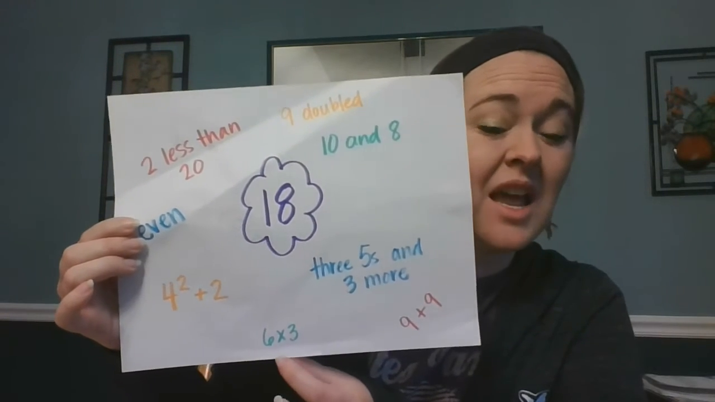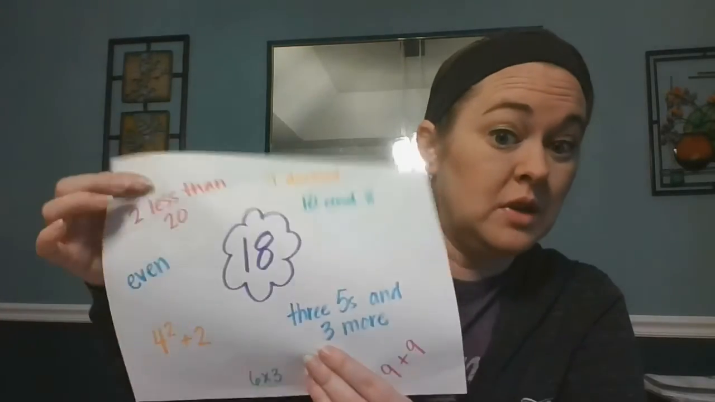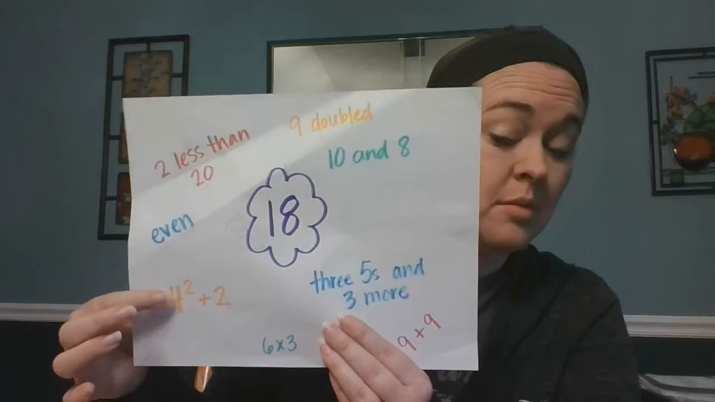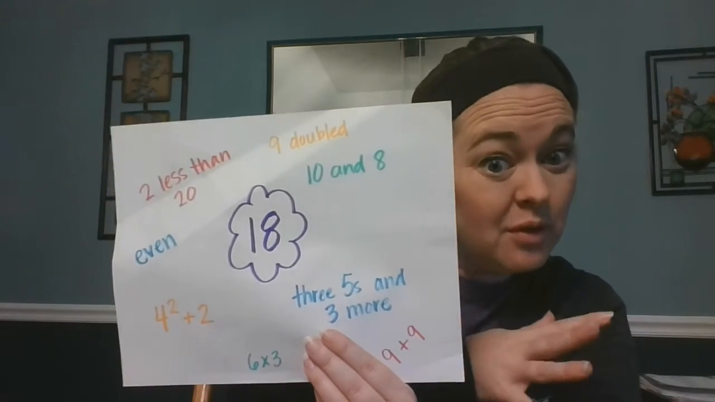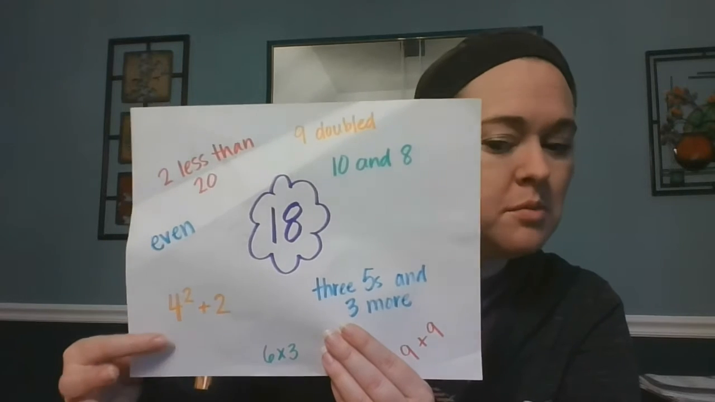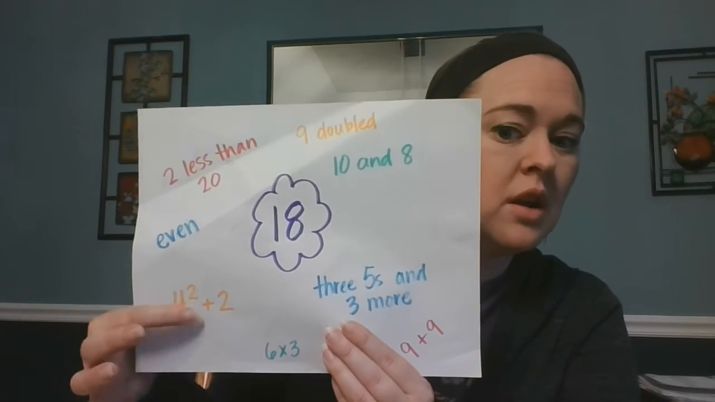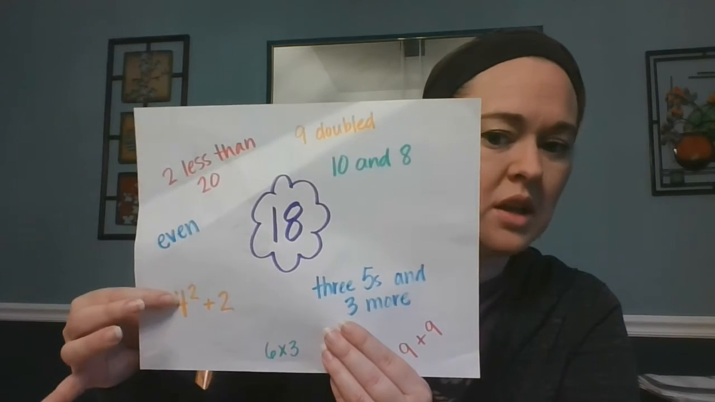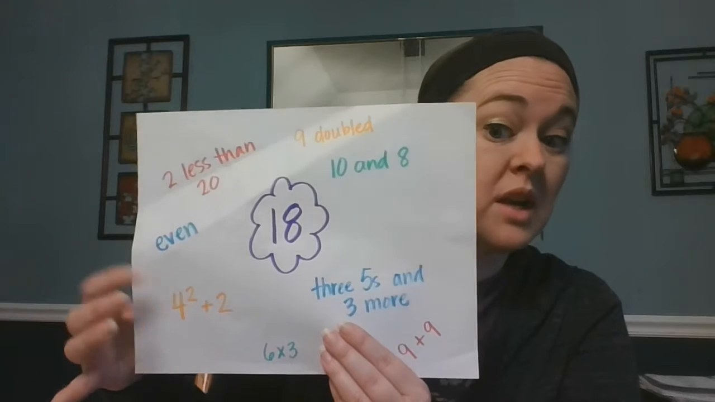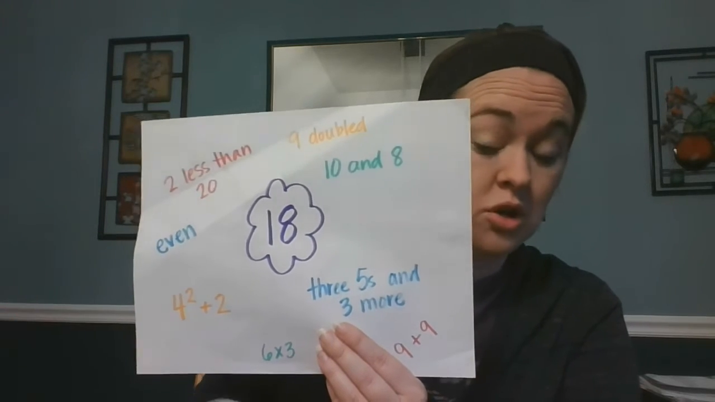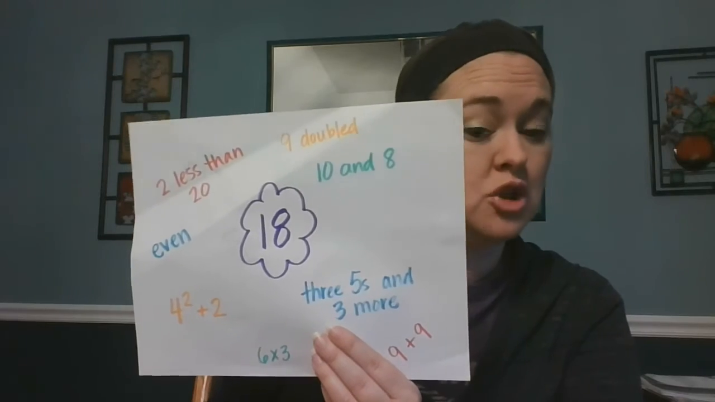18 is 6 times 3. And then this one would be a good one too if your child doesn't know about square numbers and exponents, which is more like 5th grade. This is something you could introduce: 18 is 4 squared and 2 more. Then you could quickly talk about what 4 squared means. 4 squared means that I'm multiplying the number 4 two times, and then I get to 16, so I still have to add 2 more.